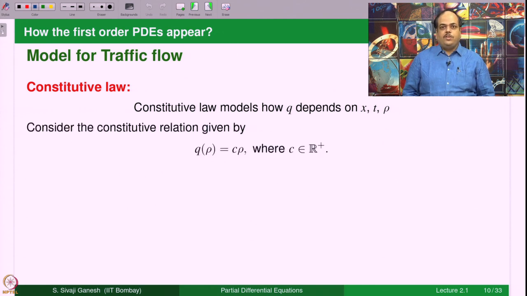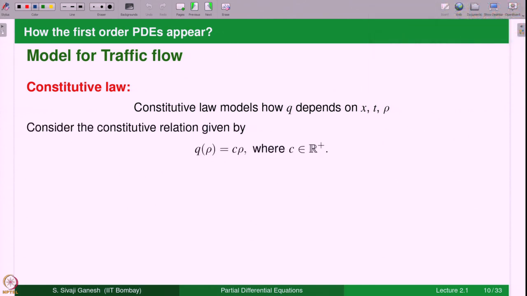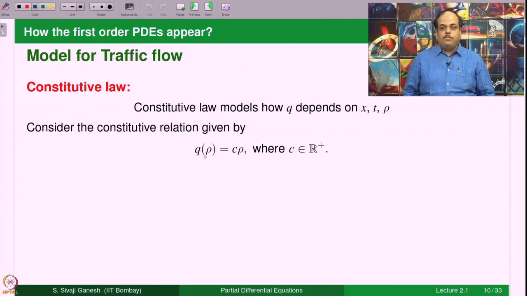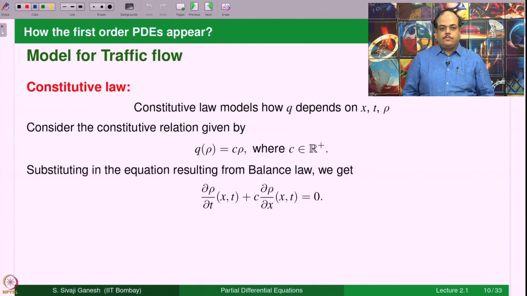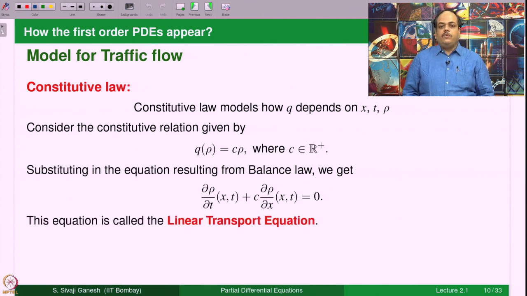Consider the simplest constitutive law, which is given by q of x, t, rho. Since x, t is not involved in this formula, I have not written x, t. So, q of rho equal to c rho, where c is a positive number. This means the flux is proportional to the number of cars. So, substituting this in the balance law, what we get is dou rho by dou t plus c times dou rho by dou x equal to 0. This equation is called a linear transport equation.